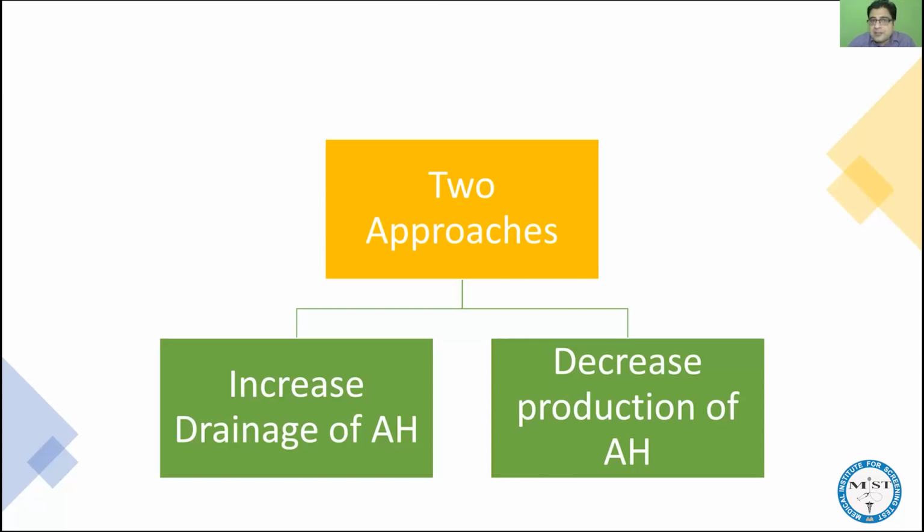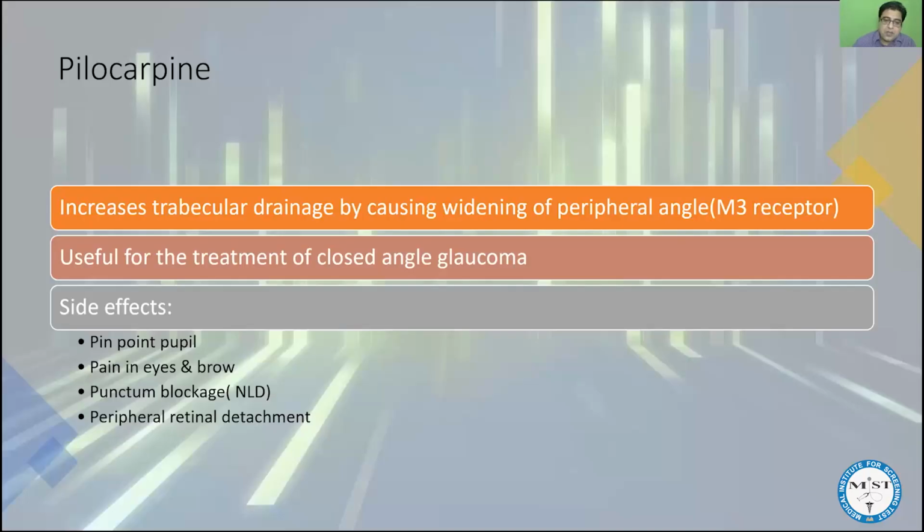Just for your basic understanding, as Dr. Anuradha has already mentioned, aqueous humor is produced by the ciliary process, and later on it is drained mainly by two processes. One is trabecular outflow, second is uveoscleral outflow. So let's start with the first class of medicines which can increase drainage of aqueous humor. First drug is pilocarpine. This class of medicine is also known as miotics.